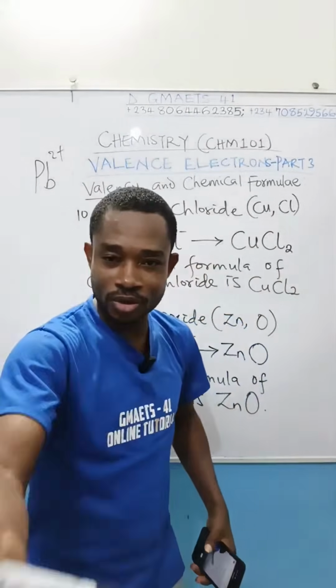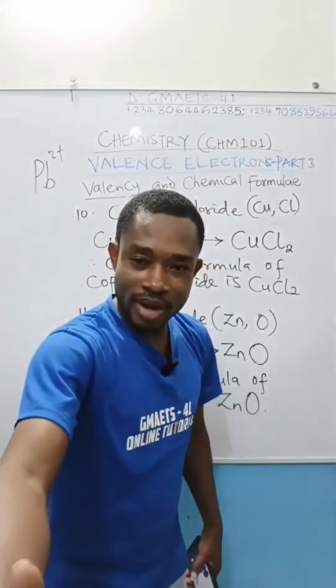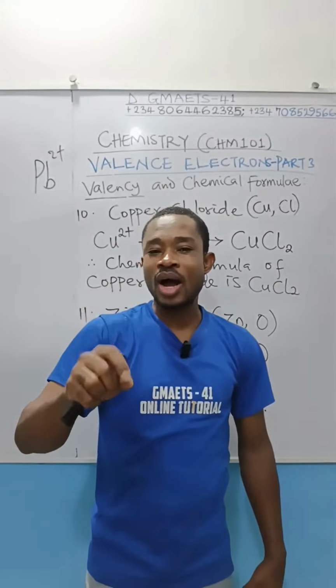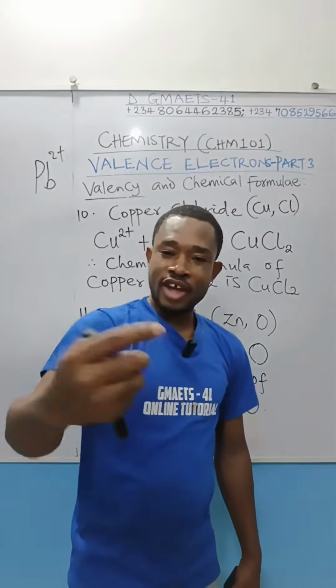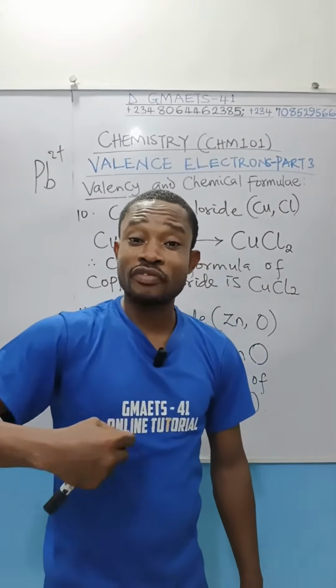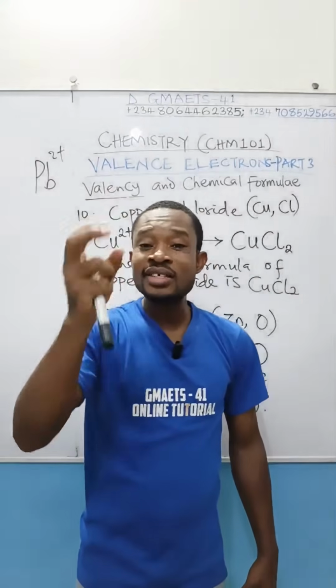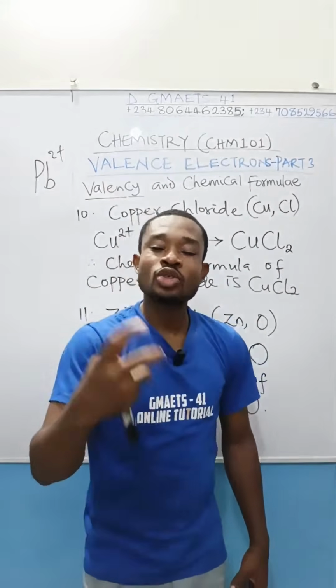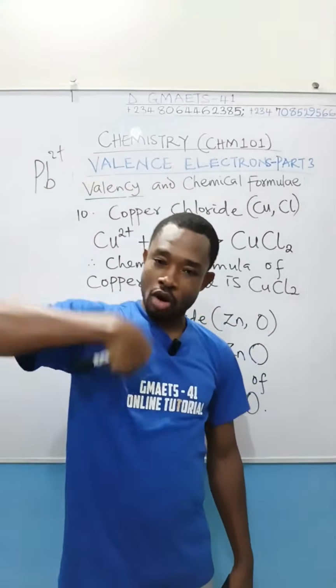If I am combining with you, you will give me your combining power. I will give you my combining power. Remember, combining power of an element is known as valency. So you give me your valency, and I give you my valency. These valencies will now become atomicities. My valency will become your atomicity. Your valency will become my atomicity.